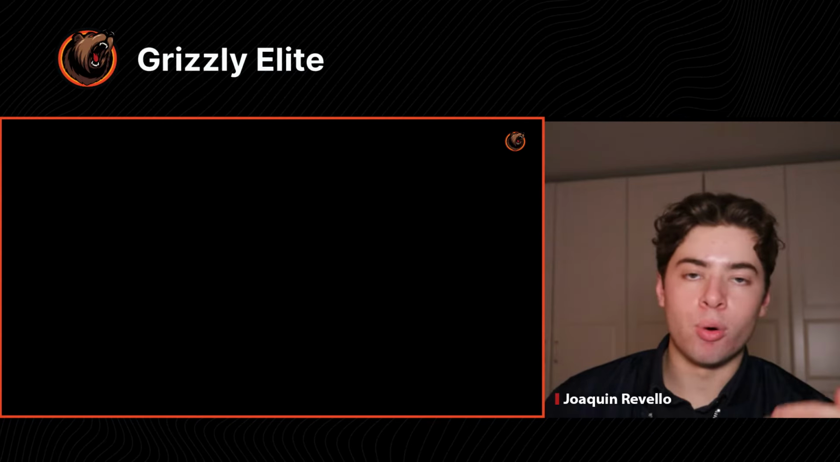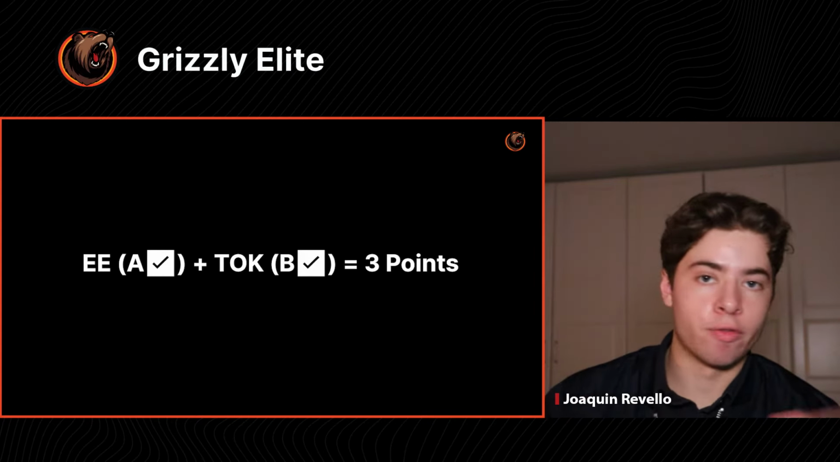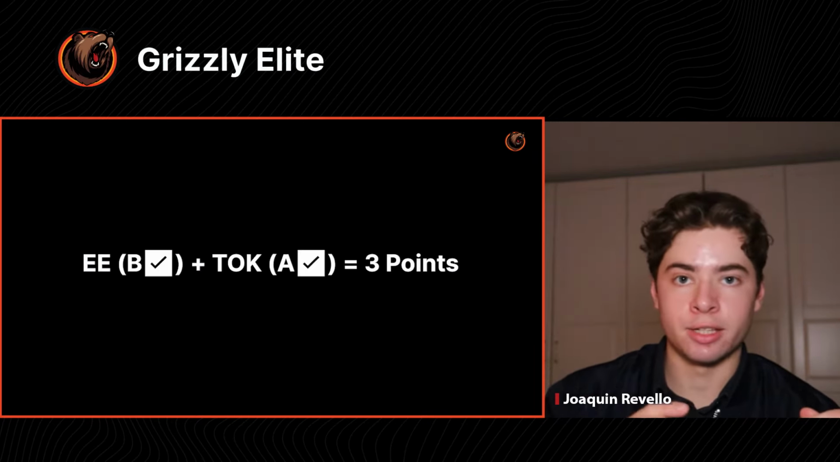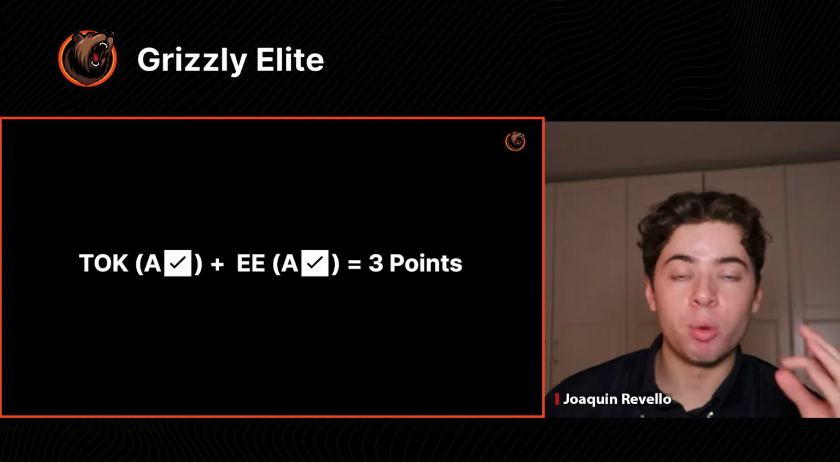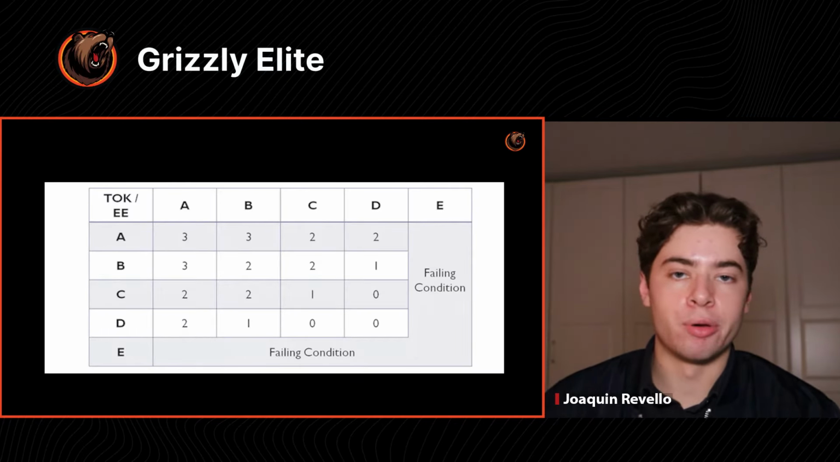In order to get those 3 points, you essentially do well on both your TOK and extended essay. And the minimum for 3 points is an A in extended essay and a B in TOK, or vice versa, a B in extended essay and an A in TOK. That or double A in both. That will get you a guaranteed 3 points. Now, let's say you get a B in both, a B in TOK and a B in extended essay, you get 2 points, and then there's an entire matrix as to how to figure out if you get below that.